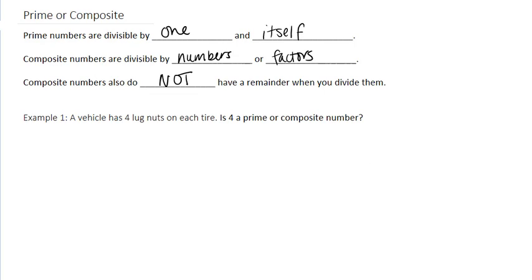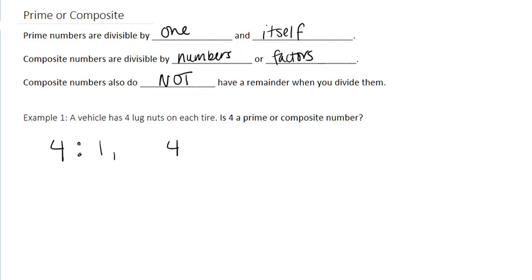Okay, so let's look at an example to understand this a little bit further. So here we have example 1. A vehicle has 4 lug nuts on each tire. Is 4 a prime or composite number? So we take the number 4 and we see what we can divide 4 by. So we know for sure 4 can be divided by 1 and itself.